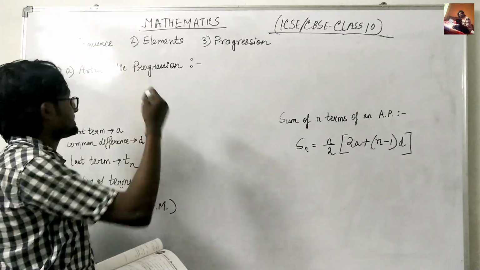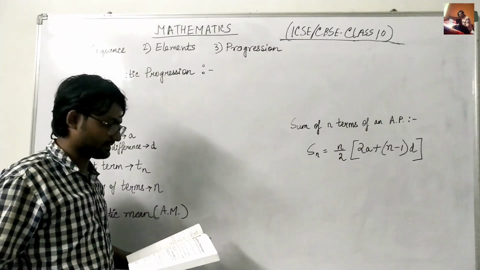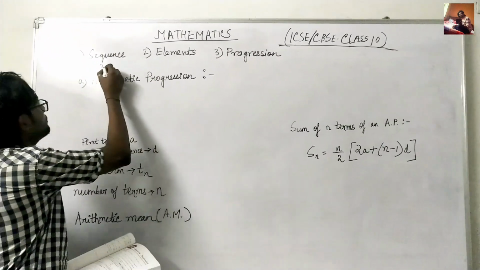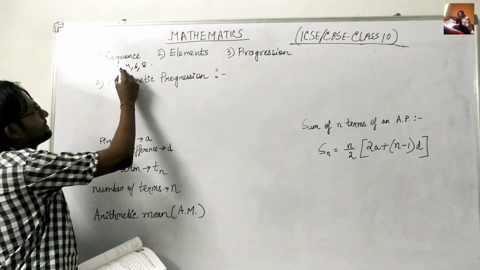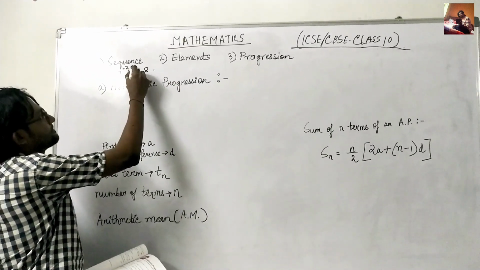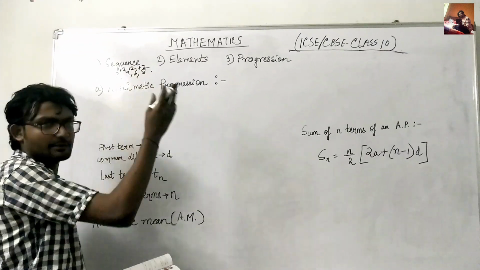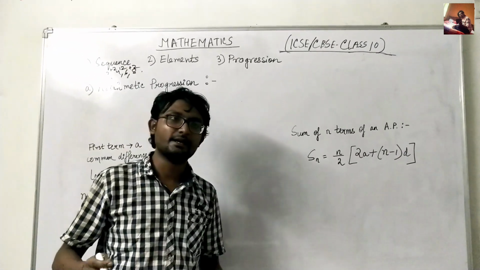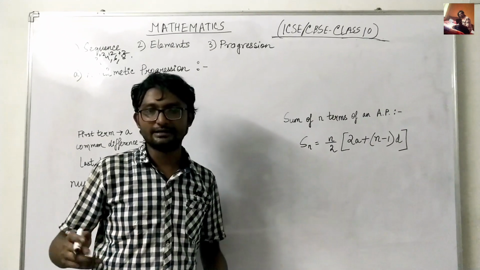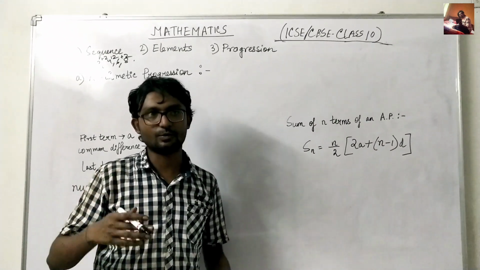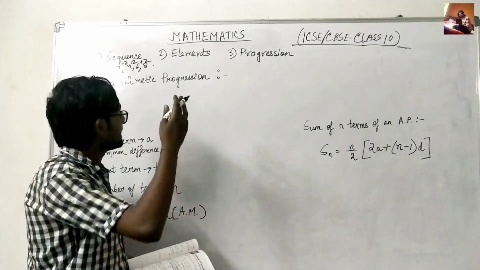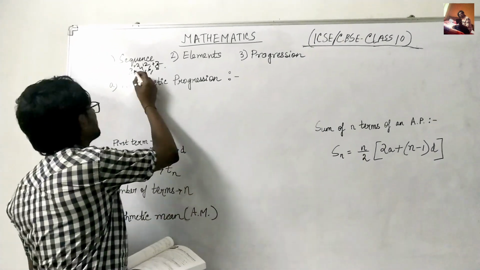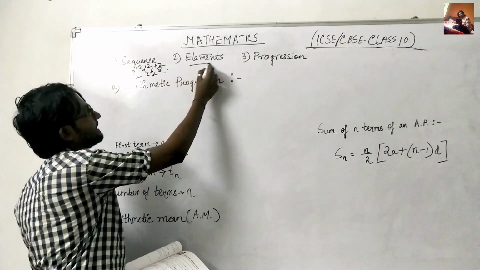So number one is sequence. What is a sequence? A sequence is when I write 2, 4, 6, 8. This is a sequence because plus 2 is happening, plus 2 is happening. Anything can happen, like 2, then 4, then 9, or 2 square, 3 square, 9 square. All are sequences being followed. And over here, elements: 2, 4, 6 and 8 are the elements.